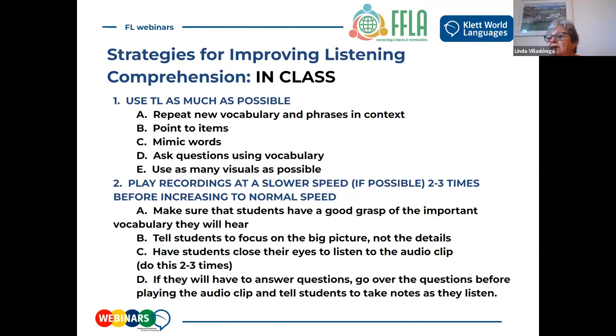Keep on going. Have students close their eyes to listen to the audio clip. Why? Because if you close your eyes, you're not distracted by what's going on around you. So have them close their eyes. If they have to answer questions, go over the questions beforehand, so that they know what they're listening for. There's nothing worse than listening to something and then being surprised by what the questions are. So give them that.